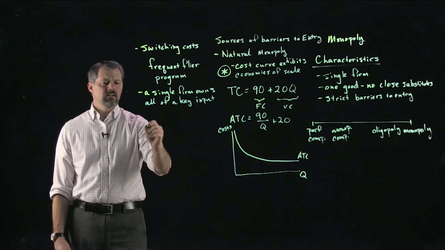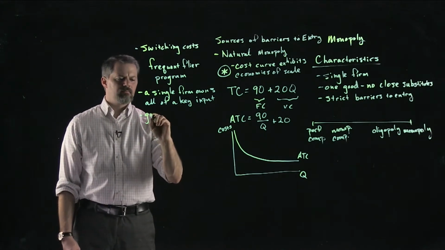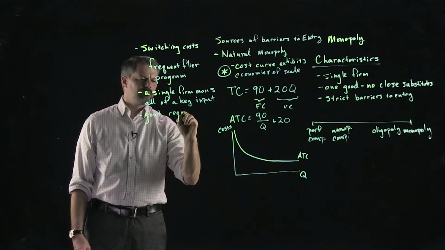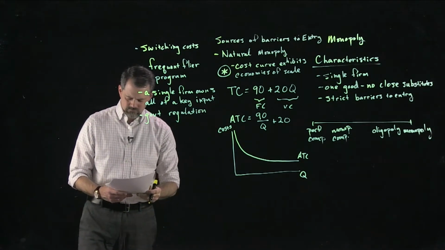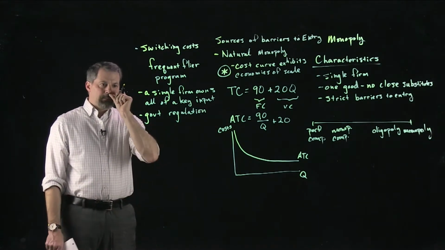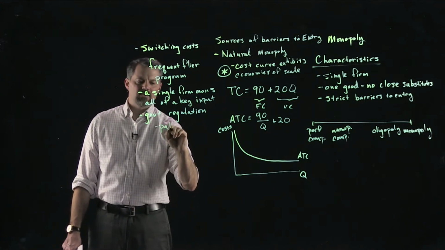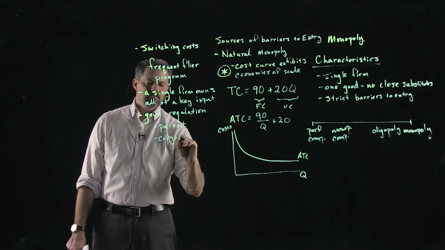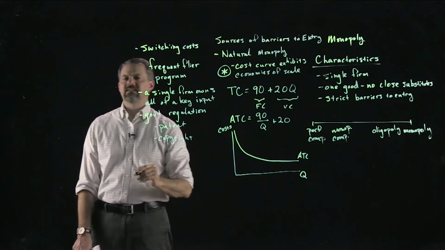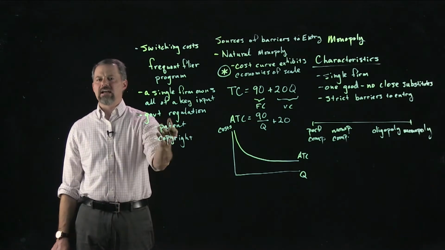And then another barrier to entry would be government regulation. So this would be, for example, a patent or a copyright. So the government sometimes creates a situation where a firm has market power by granting them a patent.